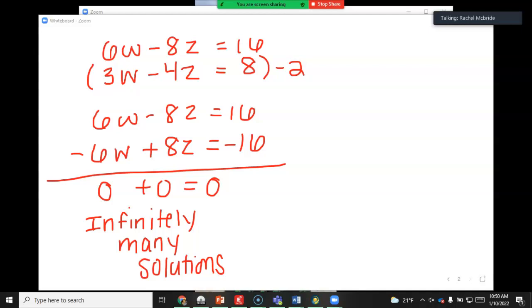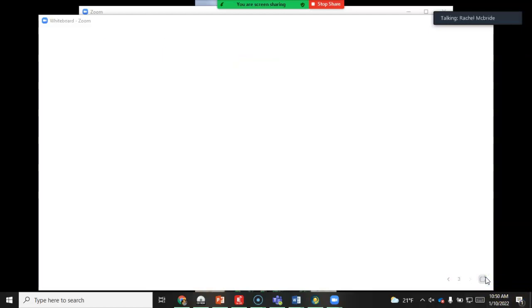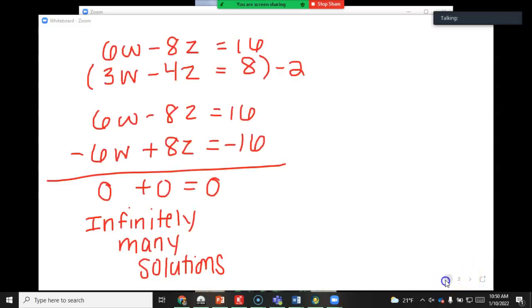You might also have an example where you have 5g, what's up? Do you want us to put solutions after infinite? No, you can just write infinitely many.